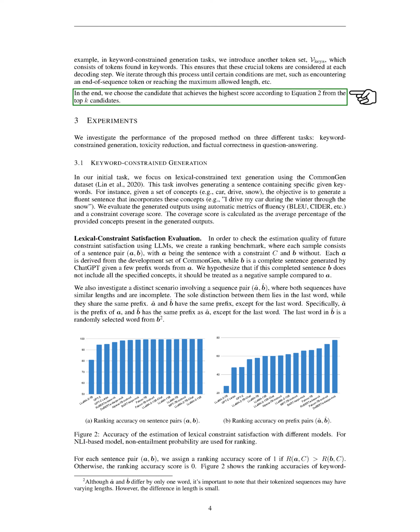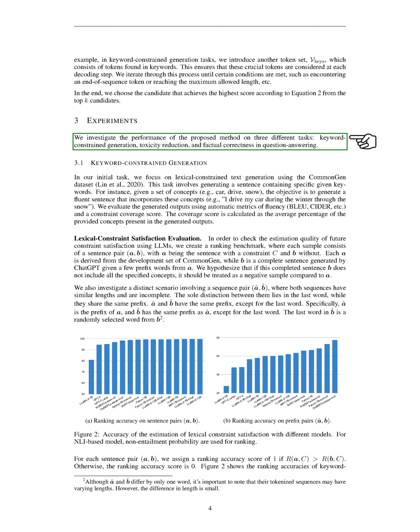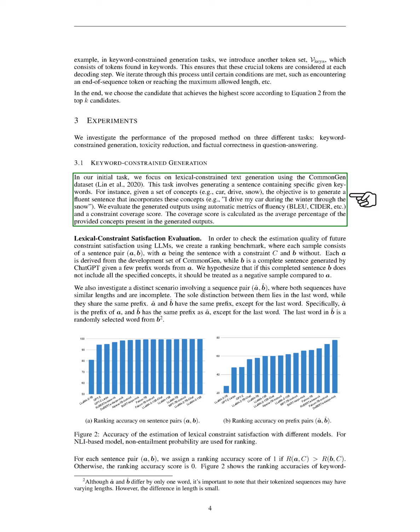We test the performance of our proposed method on 3 different tasks: keyword-constrained generation, toxicity reduction, and factual correctness in question answering. In our first task, we focus on lexical-constrained text generation using the CommonGen dataset. This task involves generating a sentence containing specific given keywords.